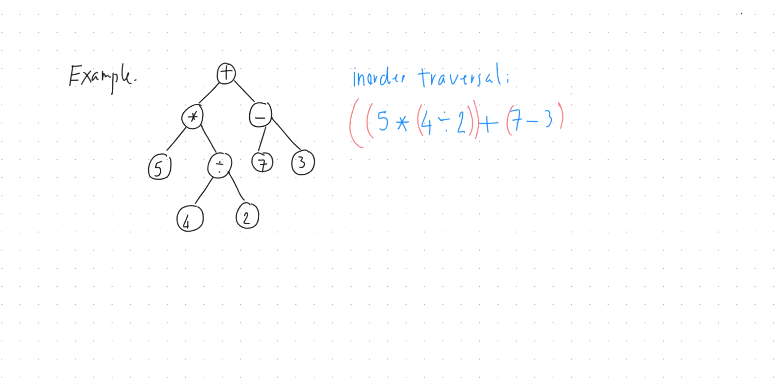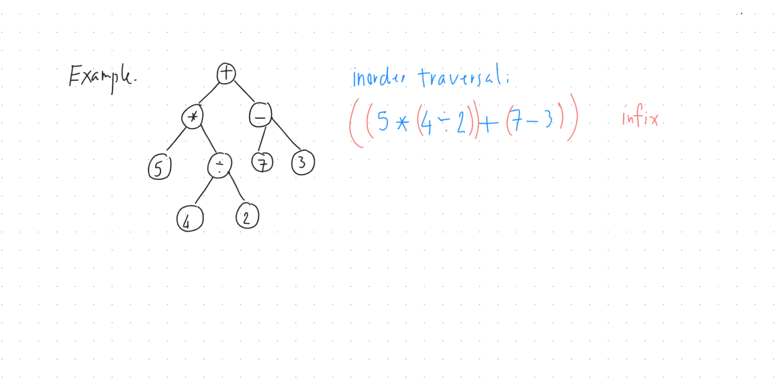And this is what we call infix notation in arithmetic, because the operations are in between the two operands, right? 4 and 2 are being divided. The division symbol is in between. 5 is being multiplied by this expression. So the multiplication is between 5 and the other operand that is being multiplied by 5, and so on and so forth. So infix is in order.